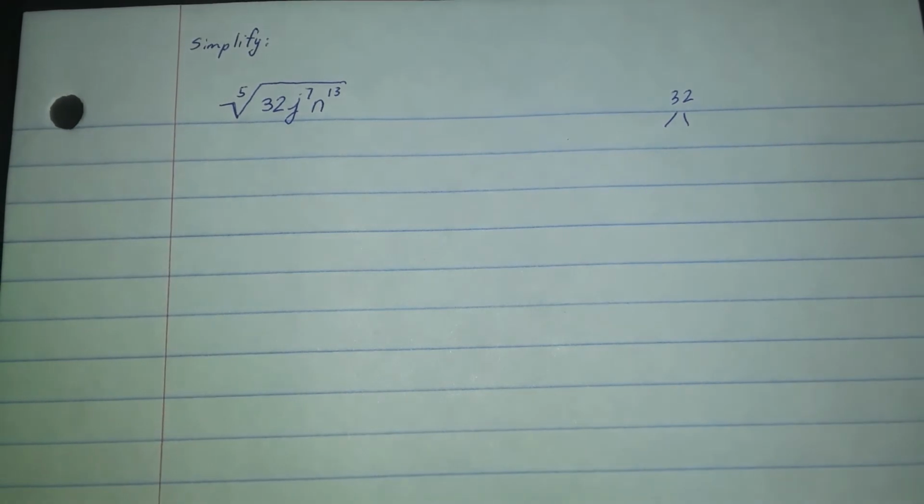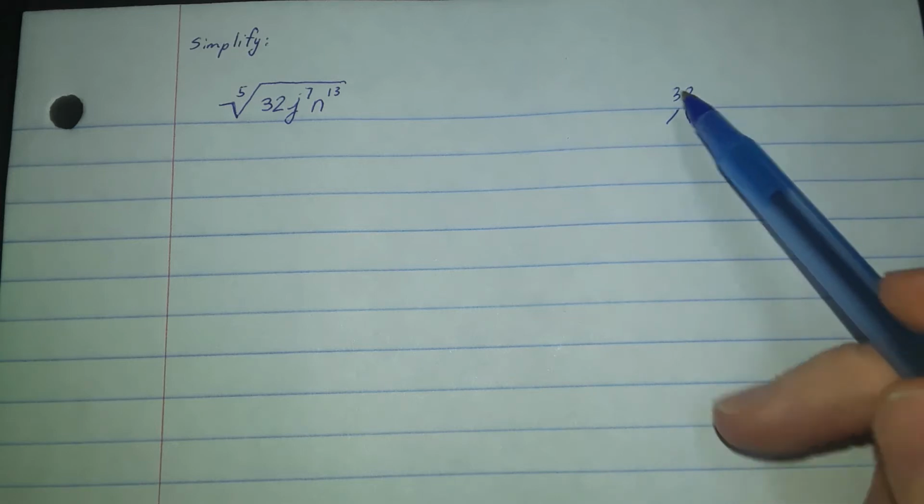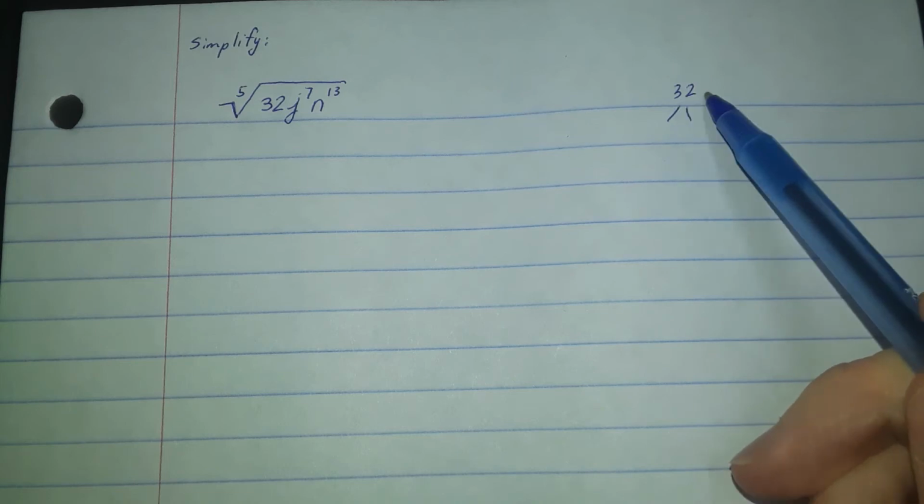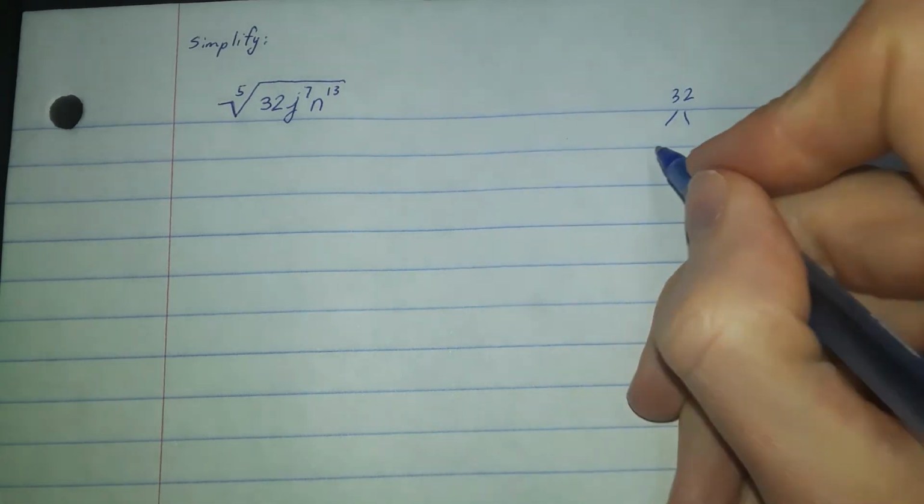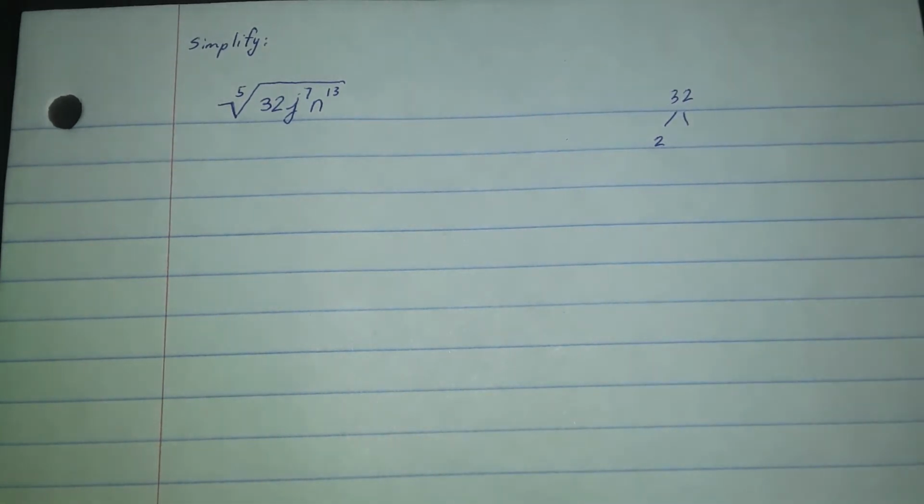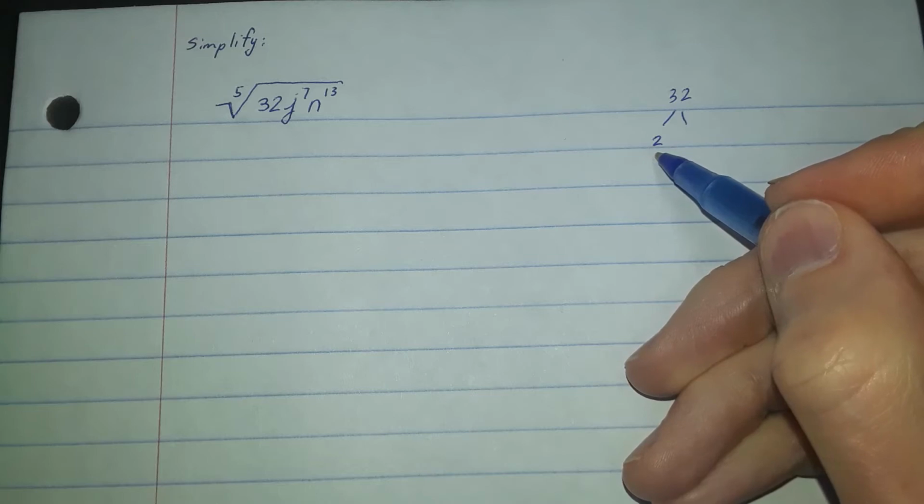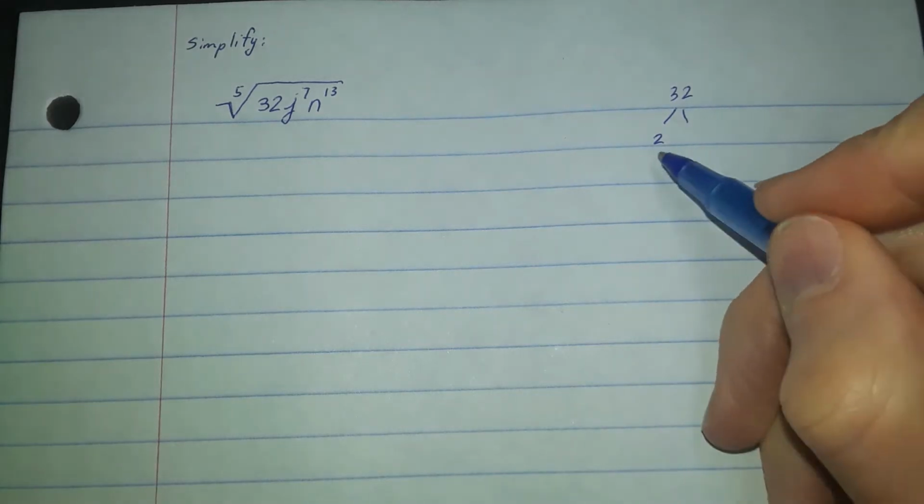And I want to use a technique that you have probably seen in middle school. I want to make a factor tree for the number 32. Since the number 32 is even, I know that at minimum a 2 will divide into that. So I want to do that. 2 is a prime number, so this is part of the prime factorization for this.